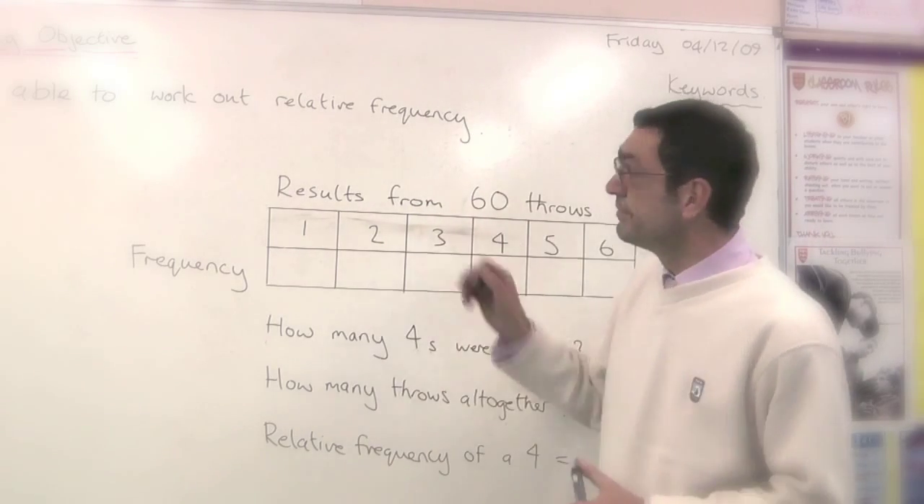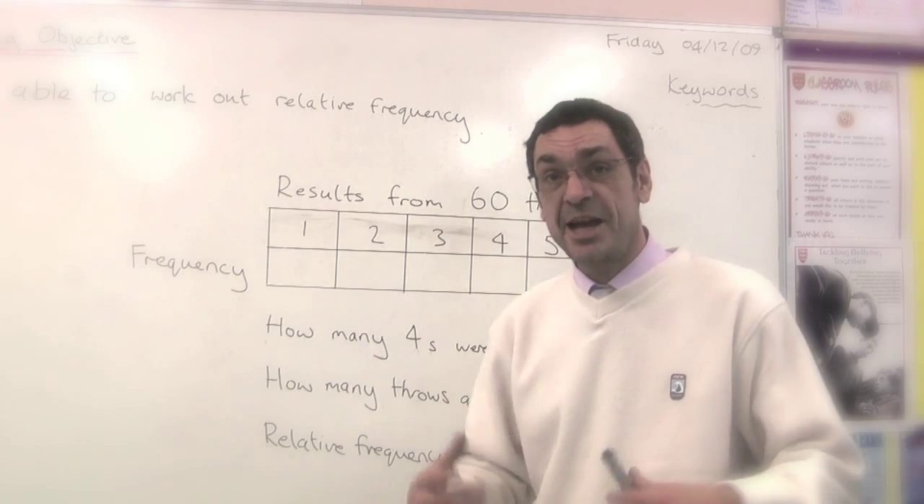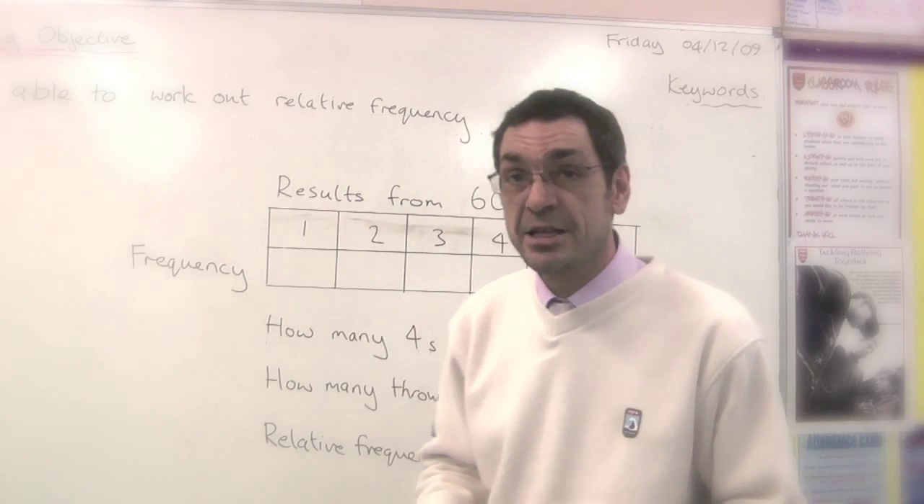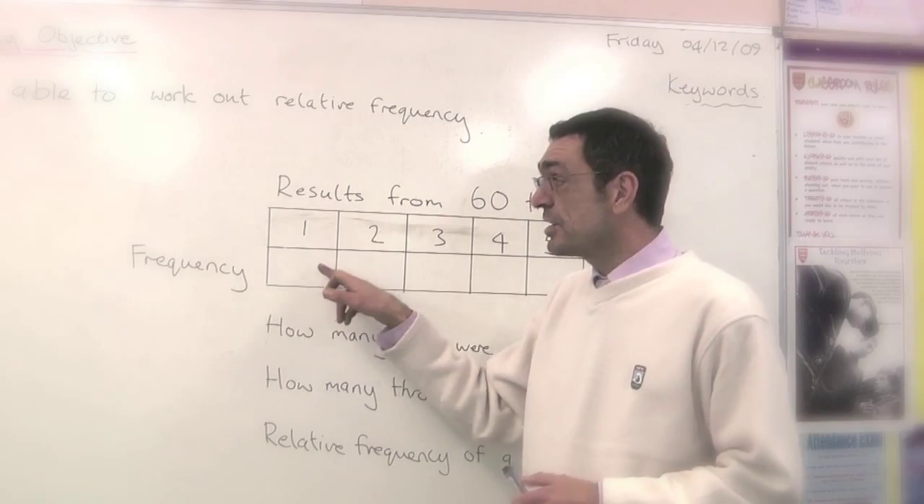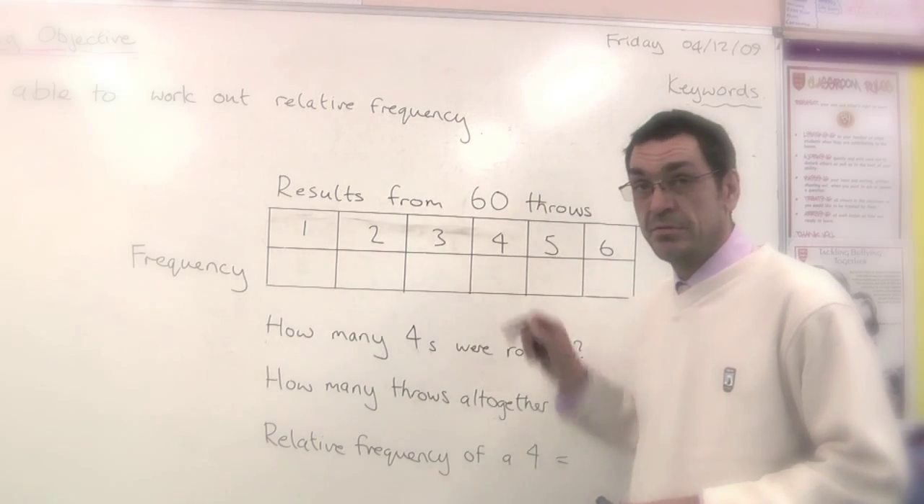So relative frequency is like experimental probability. You actually have to carry out the trials to work it out. And then you record how often things occur, what their frequency was, relative to the other numbers.